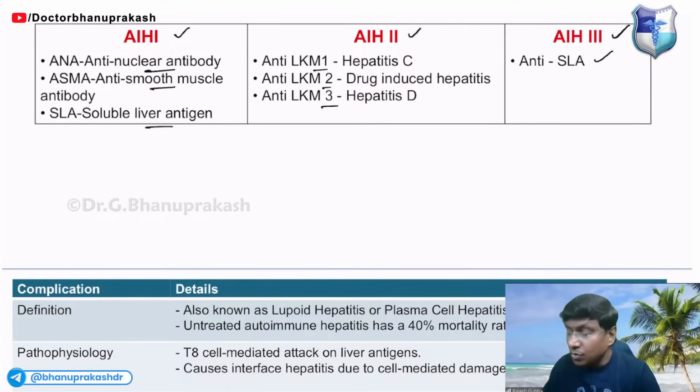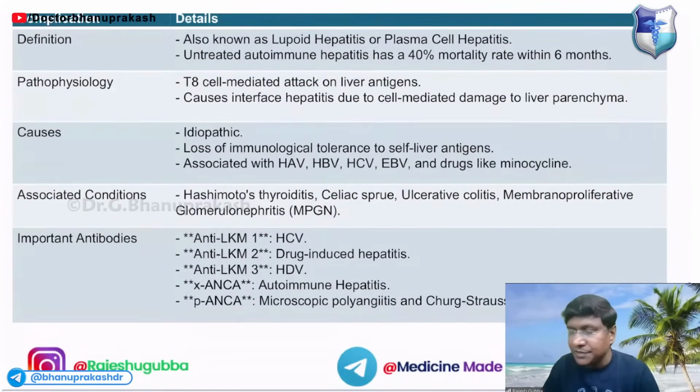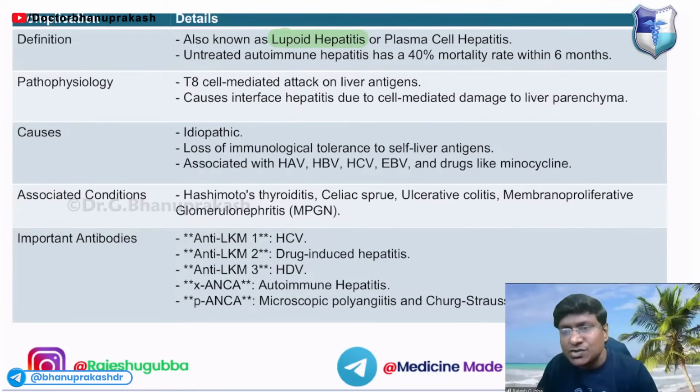Now, what questions can be asked on autoimmune hepatitis? What is another name for autoimmune hepatitis? It is called lupoid hepatitis or plasma cell hepatitis. What could be the reason? Because there is an association with SLE. That is the reason why it is called lupoid hepatitis.